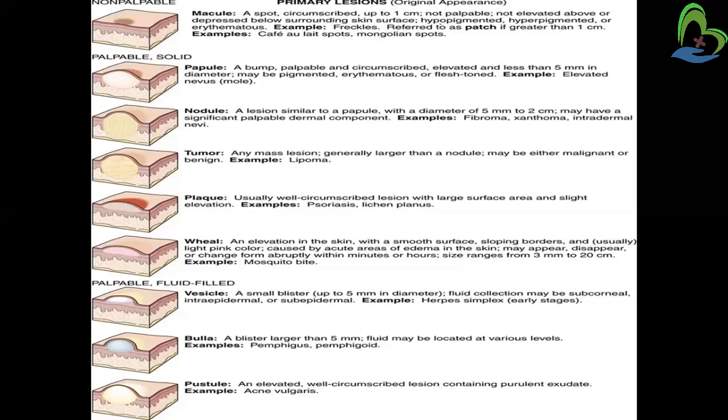And the next one is bulla. It happens in pemphigus or pemphigoid. And the last one is pustule, which usually happens in acne vulgaris. Many of you are suffering with acne vulgaris, and the lesion which appears on acne is usually called a pustule.